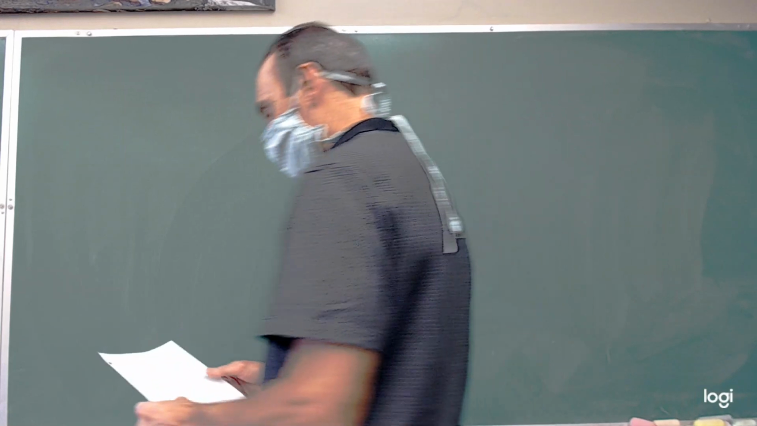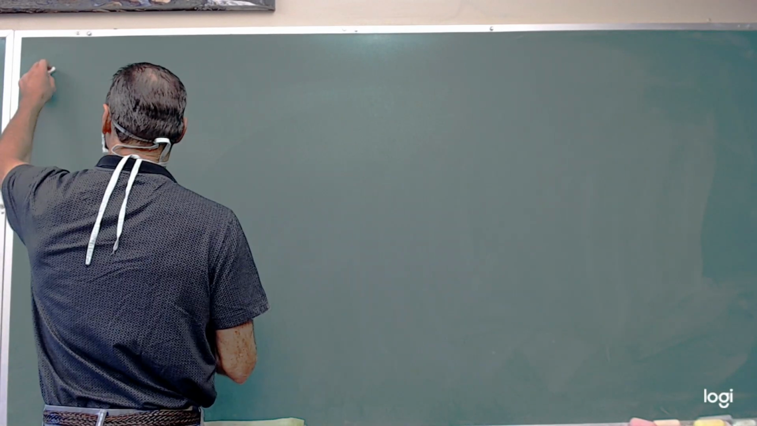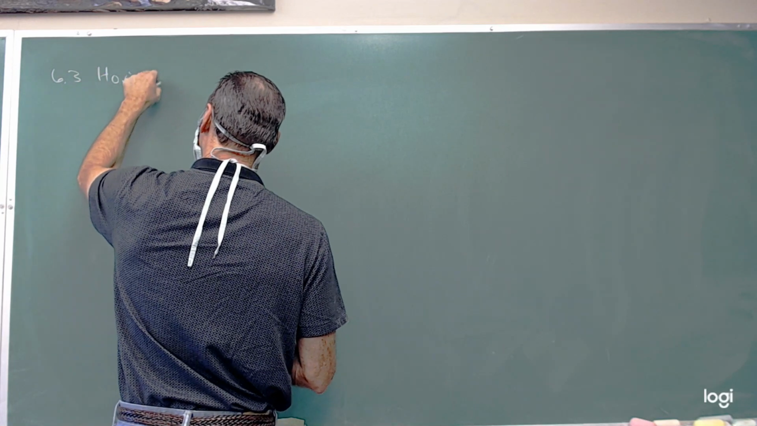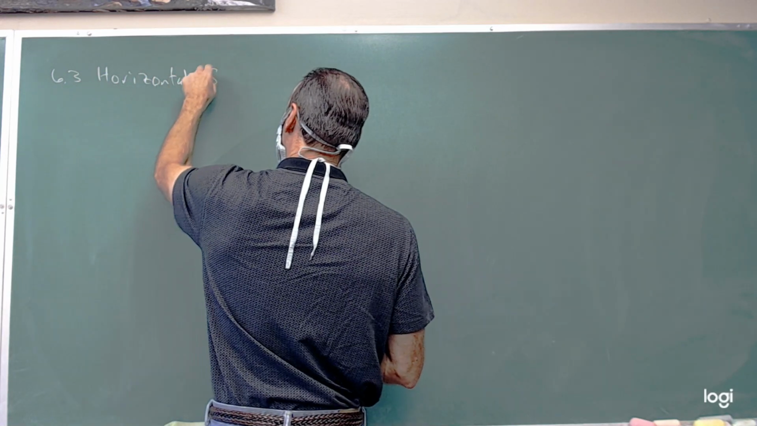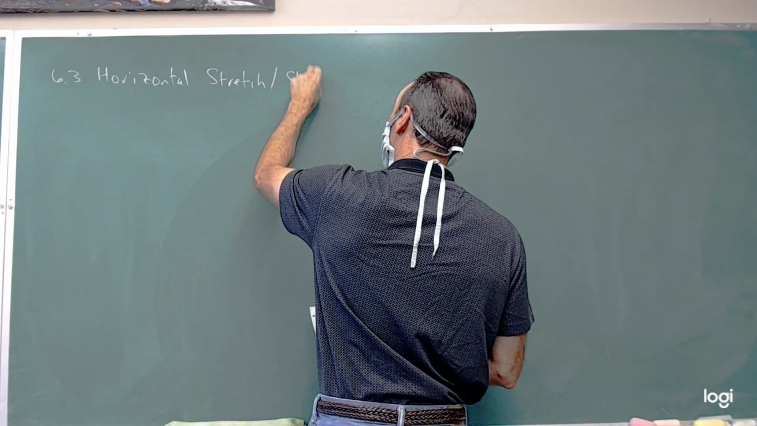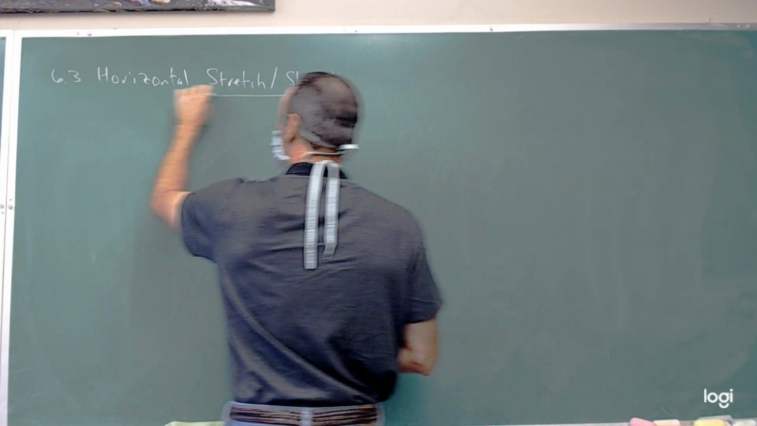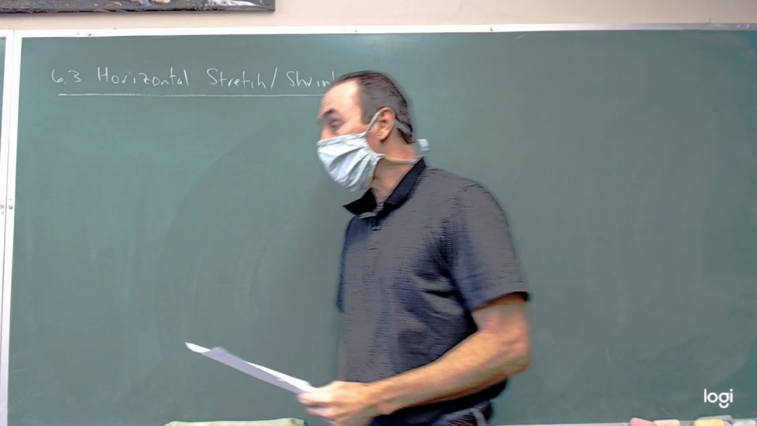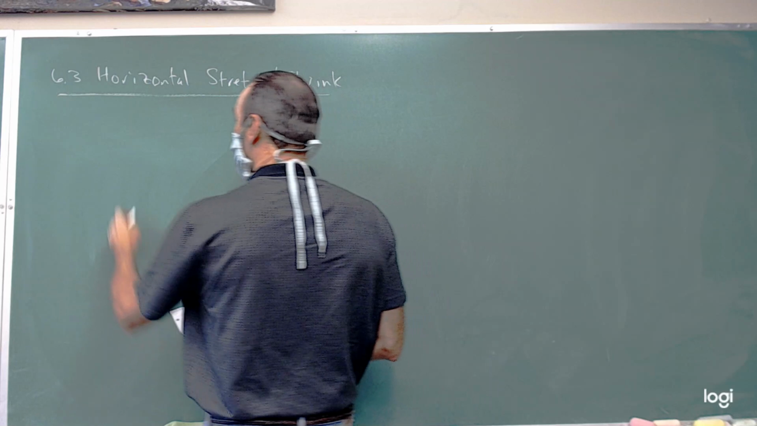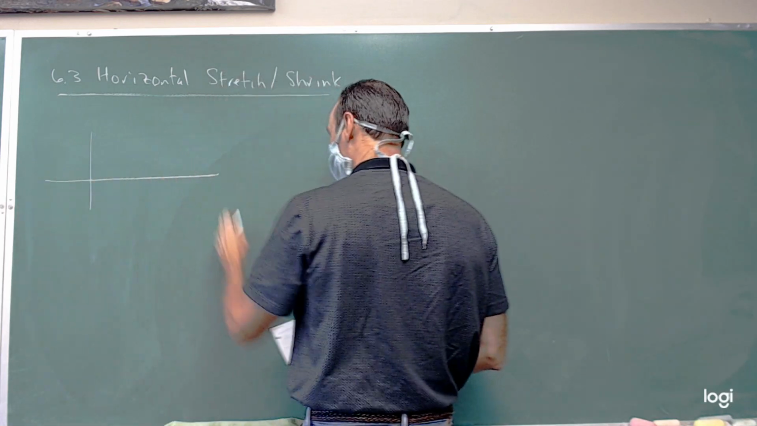So we're going to talk about 6.3, the horizontal stretch and shrink. So this is a horizontal stretch and shrink. And this is by far, I think, the hardest one. It's just counterintuitive. We'll see what we can do with this.